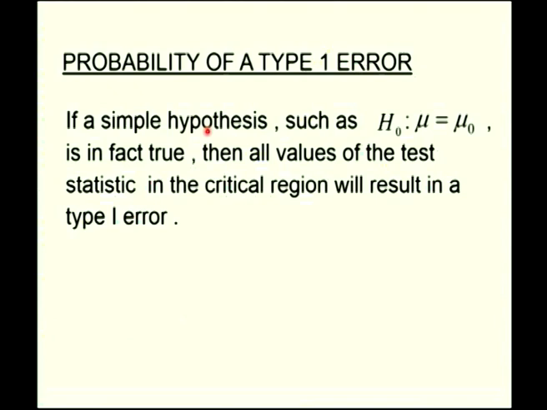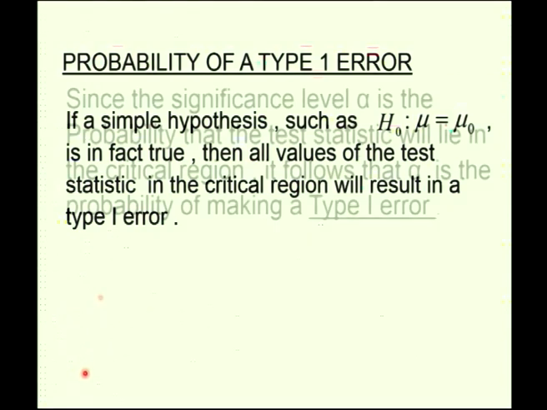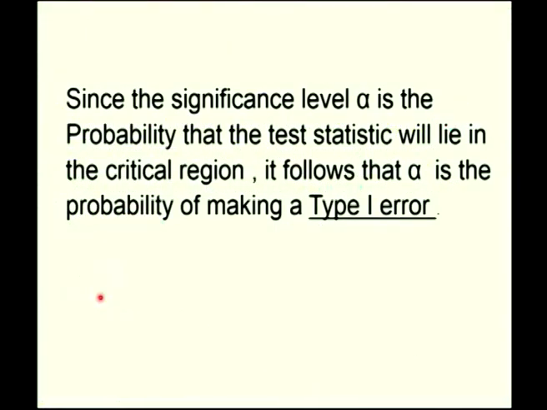So, what is the probability of type 1 error? If a simple hypothesis such as H naught, mu is equal to mu naught, is in fact true, then all values of this test statistic in the critical region will result in a type 1 error. Because in the critical region, H naught is rejected, even though H naught is assumed to be true.